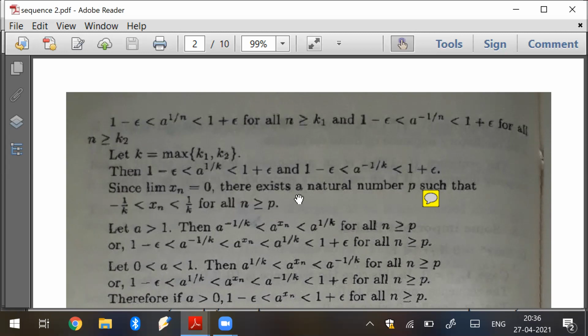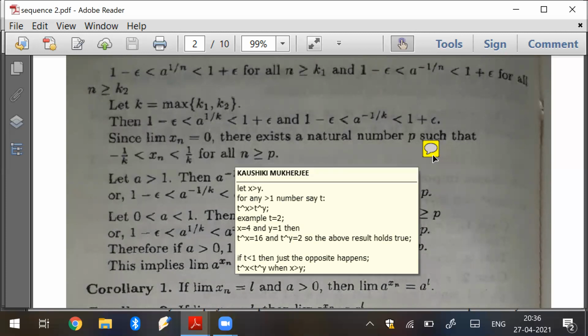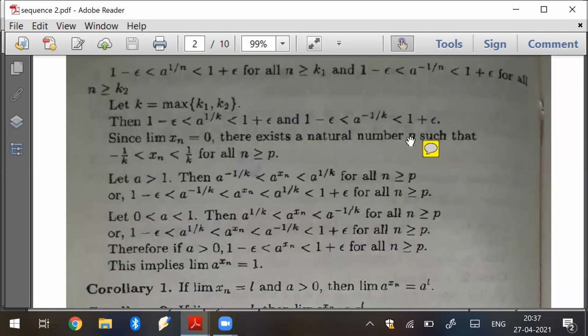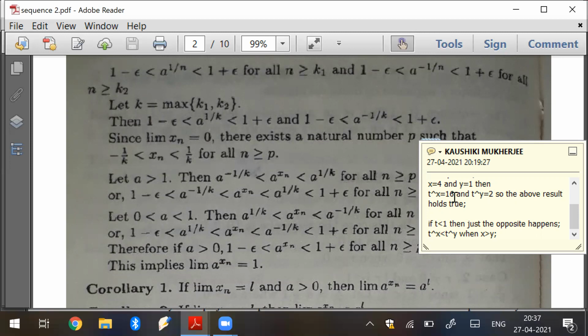Now let a be greater than 1. Now if a is greater than 1, then obviously this is true if this relation holds true. Why? Let me just write it separately. So suppose you are taking two numbers x greater than y, and you are taking any number greater than one, say t, then obviously t to the power x is greater than t to the power y if it is given x greater than y. If you just take a numerical example, t equal to 2, x equal to 4, and y equal to 1. Then what is t to the power x? It is 16. What is t to the power y? It is 2. So you can simply check that t to the power x is greater than t to the power y, and here x is greater than y.